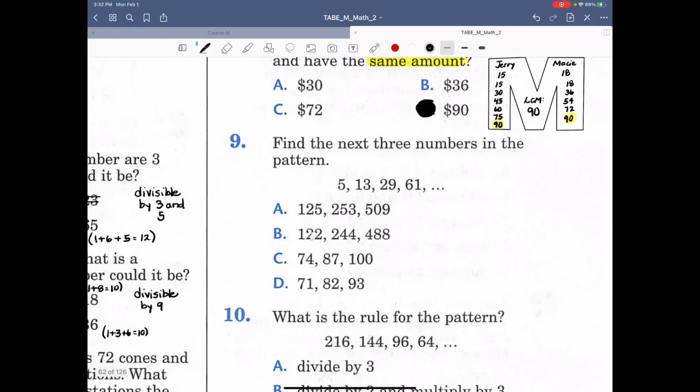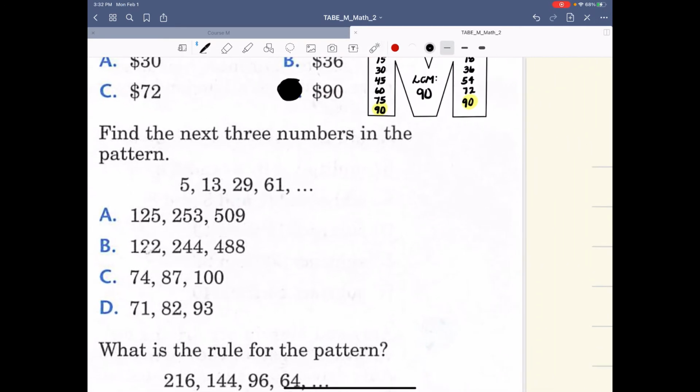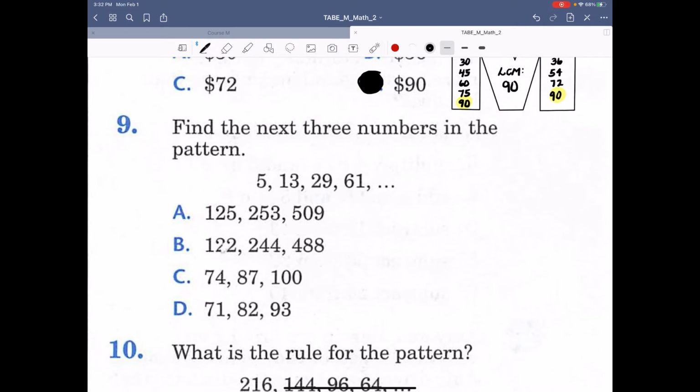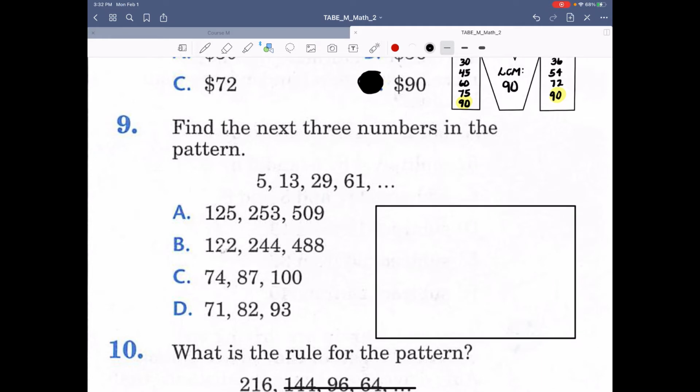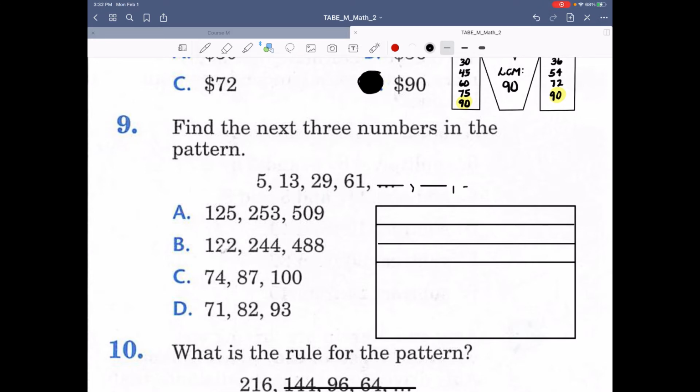Number 9 is to find the next 3 numbers in the pattern. So you know how I'm going to do this one. You don't have to if you don't like the table, but this is my way of doing it. And I have 4 inputs. I add a row to make a total of 5. Oh no, I'm sorry. We need to find the next 3. So they want us to do a total of 7 there. There's 4, 5, 6, and 7.